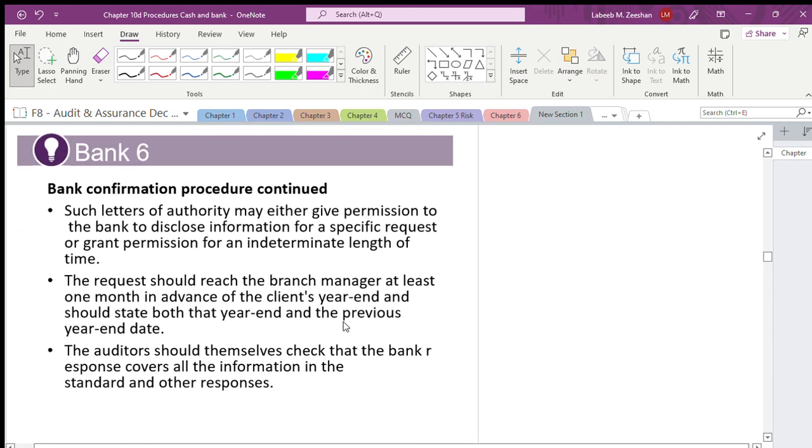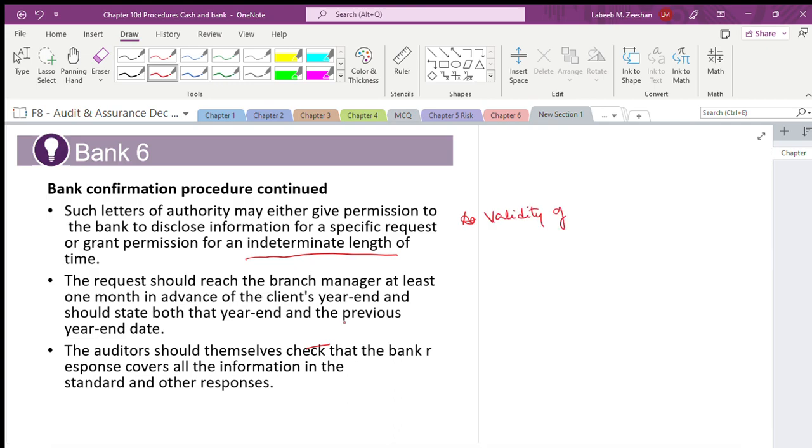Now, bank confirmation: such a letter of authority may either give permission to the bank to disclose information for a specific request, or grant permission for an indeterminate length of time. Sometimes they will say fine. See, the validity of the letter is very simple.